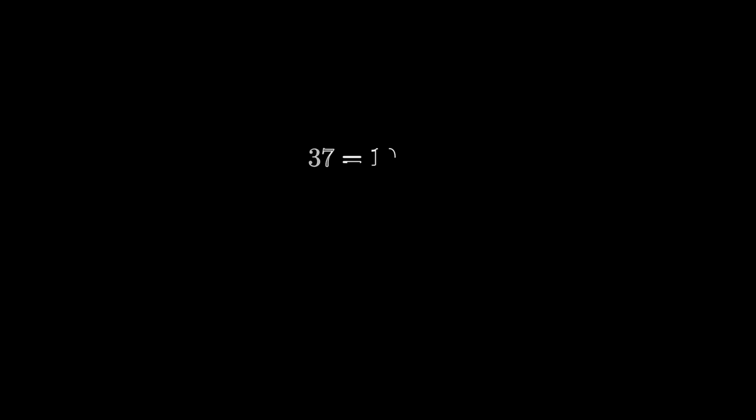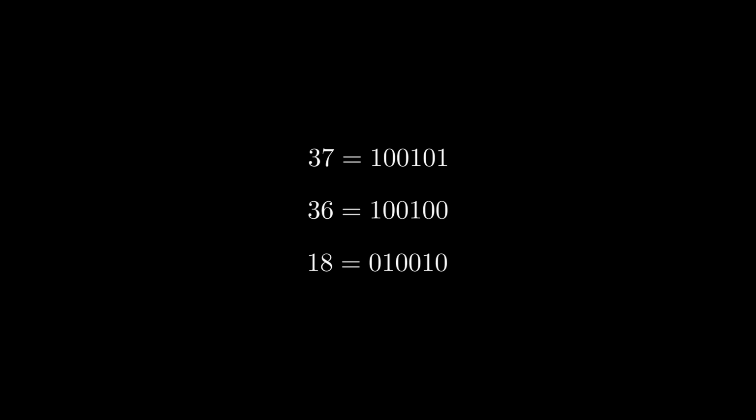Consider 12 in binary. 12 equals 1100. When we divide that by 2, we get 6, which is 0110. Dividing an even number by 2 shifts the bits of its binary representation to the right. So in the case of 37, subtracting 1 removes the last bit, and then dividing by 2 shifts those bits to the right. So this means that the last bit of 18 is the same as the second to last bit of 37.